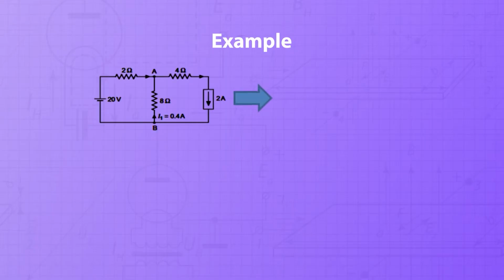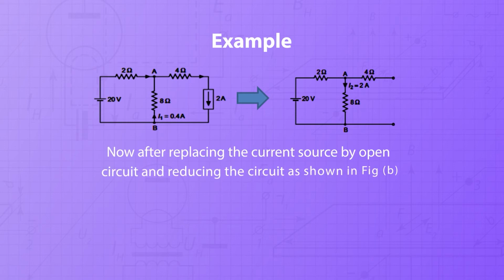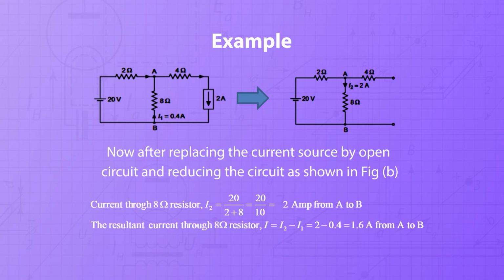Now you have to consider the 20 volt voltage source, and the remaining source, that is the current source, has to be replaced by its internal resistance. Because this is an ideal current source, it will be replaced by an open circuit. Now you have to find out the current in the 8 ohm resistance, that is branch AB. So again replacing the current source by the open circuit and reducing the circuit as shown in figure B.